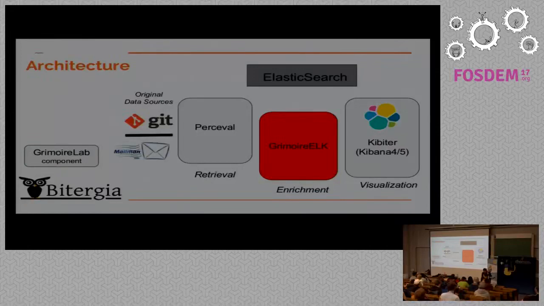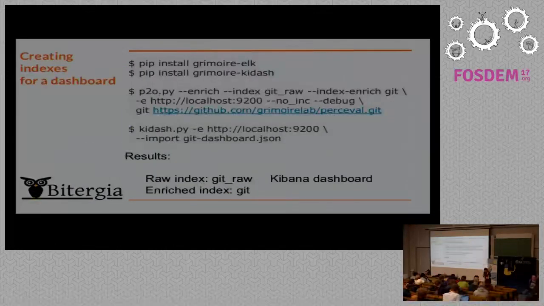The next component, GrimoireELK. As I said, it is basically taking charge of storing information in Elasticsearch, and it can also run Perceval to get information. So remember that Perceval was just producing JSON documents. In fact, it is producing Python dictionaries. GrimoireELK can run Perceval, get those Python dictionaries, and upload them as raw indexes to Elasticsearch, and then use the same information to be enriched and produce the enriched indexes. That means that basically it can produce dashboards, because the information stored there is what Kibana uses to visualize.